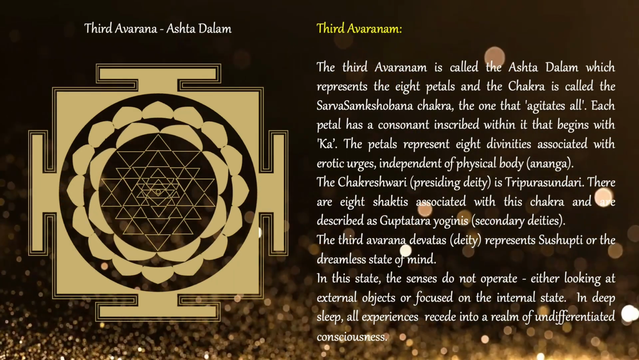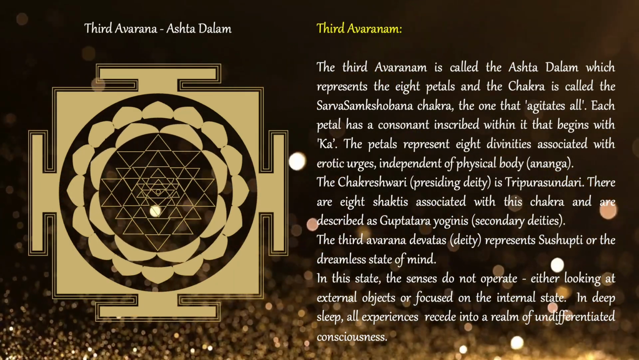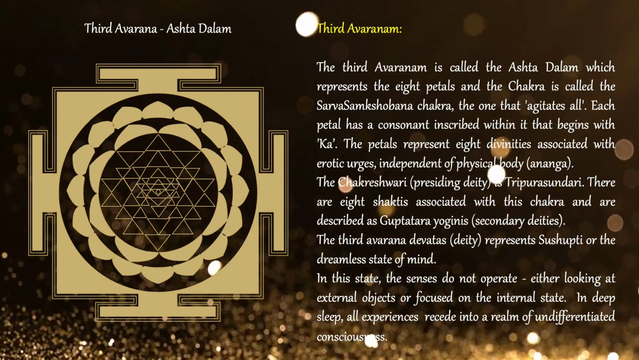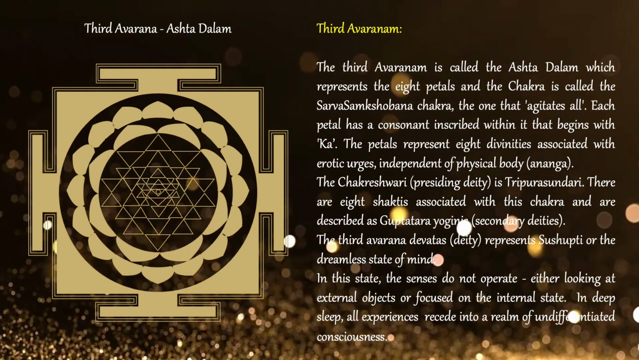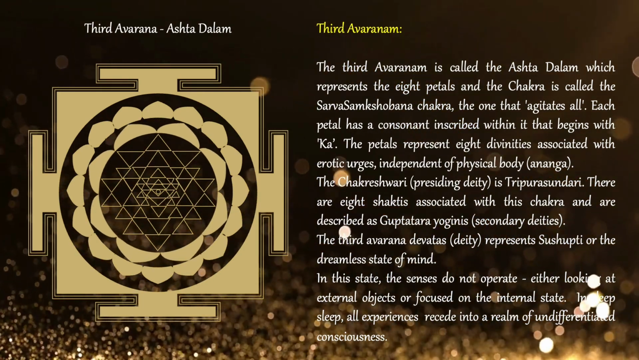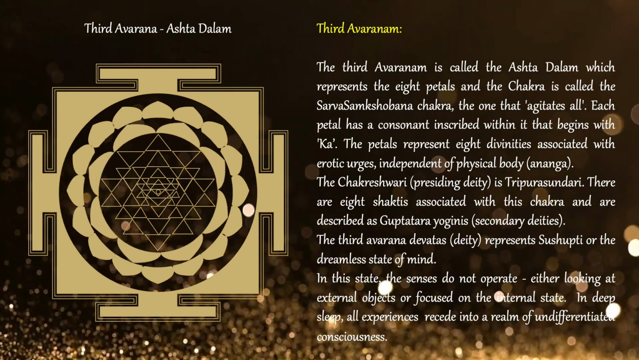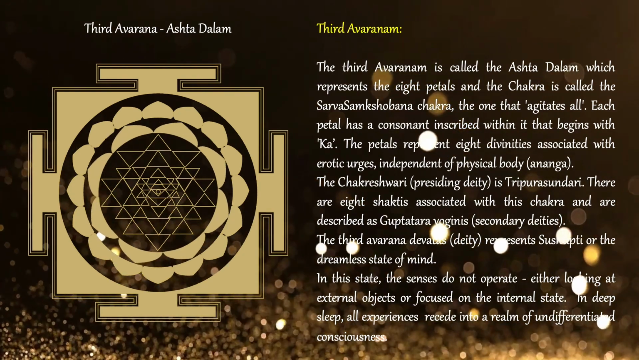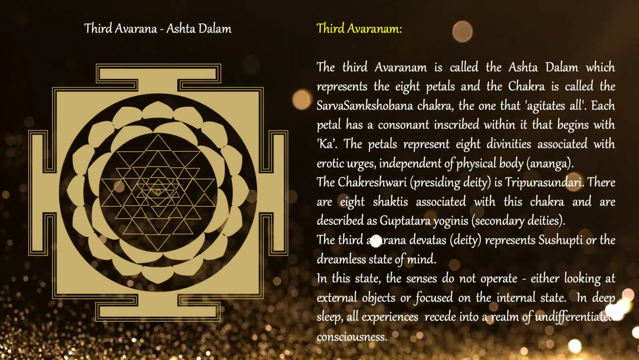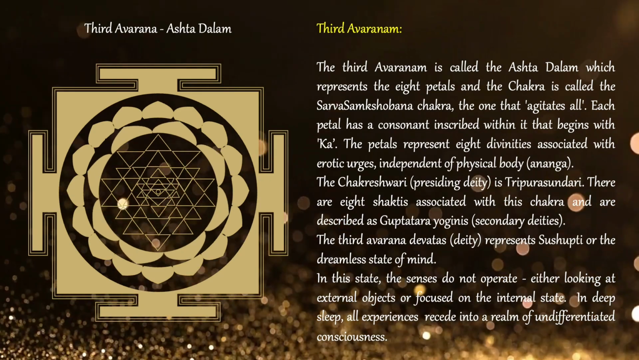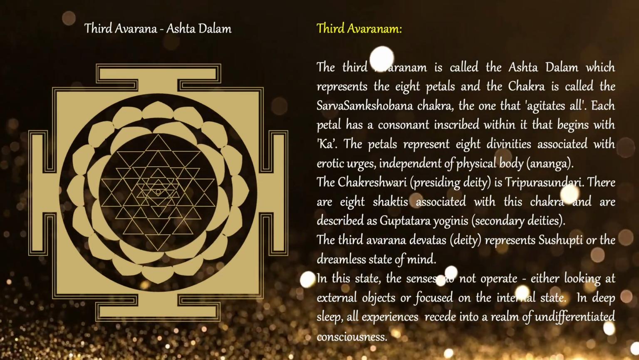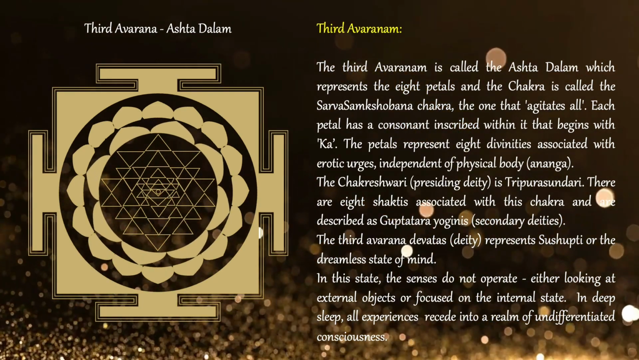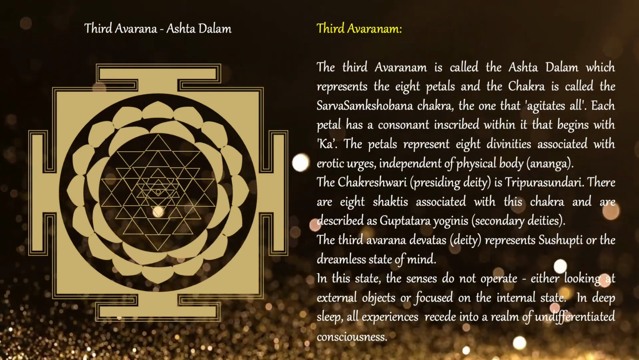The third Avaranam is called the Ashtadalam, which represents the 8 petals, and the chakra is called the Sarva Samshobhana Chakra, the one that agitates all. Each petal has a consonant inscribed within it that begins with Ka. The petals represent 8 divinities associated with erotic urges, independent of the physical body. The Chakreshwari is Tripura Sundari. There are 8 Shaktis associated with this chakra and are described as Guptatara Yoginis.